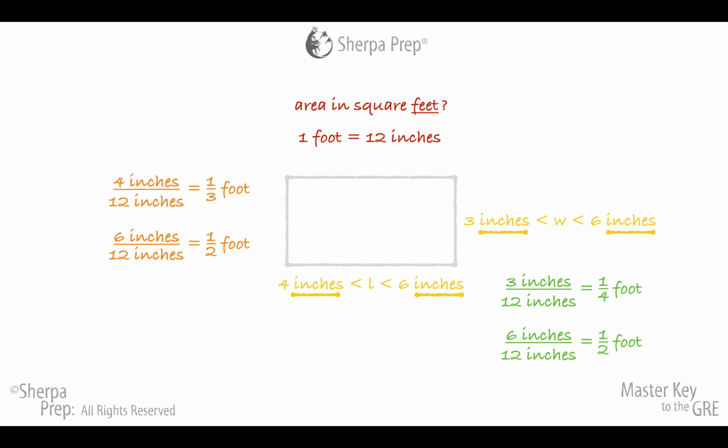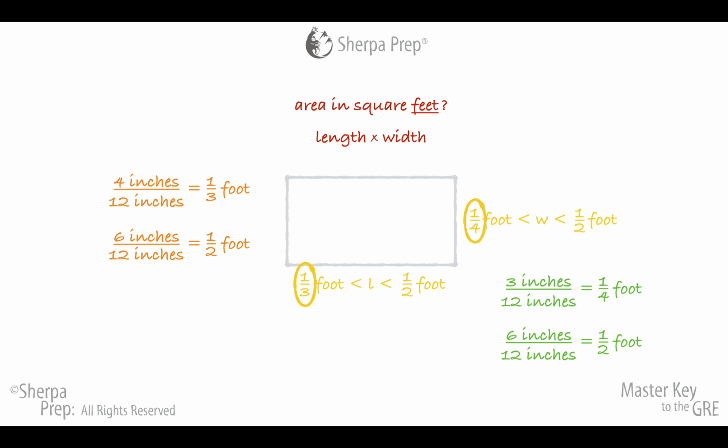Put another way, this of course means that the length of a rectangle is anywhere between 1/3 of a foot and half a foot, and likewise that the width of a rectangle is anywhere between 1/4 of a foot and half a foot. As a next step, remember that the way we get the area of a rectangle is simply length times width. So if we want to see what the area of this rectangle could be, let's see what happens when its dimensions are as small as possible, and then let's see what happens when its dimensions are as large as possible. The minimum dimensions, of course, would be a length of 1/3 of a foot and a width of 1/4 of a foot.